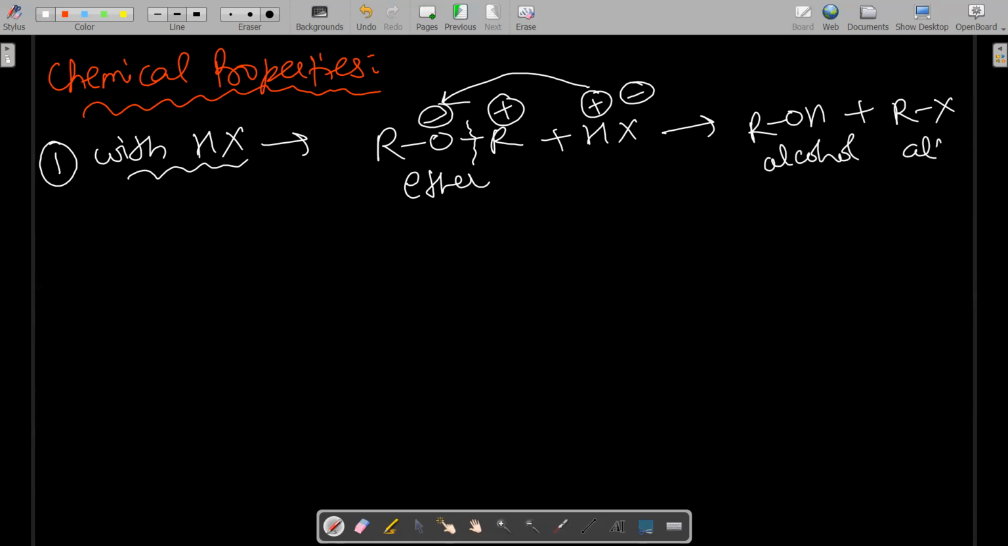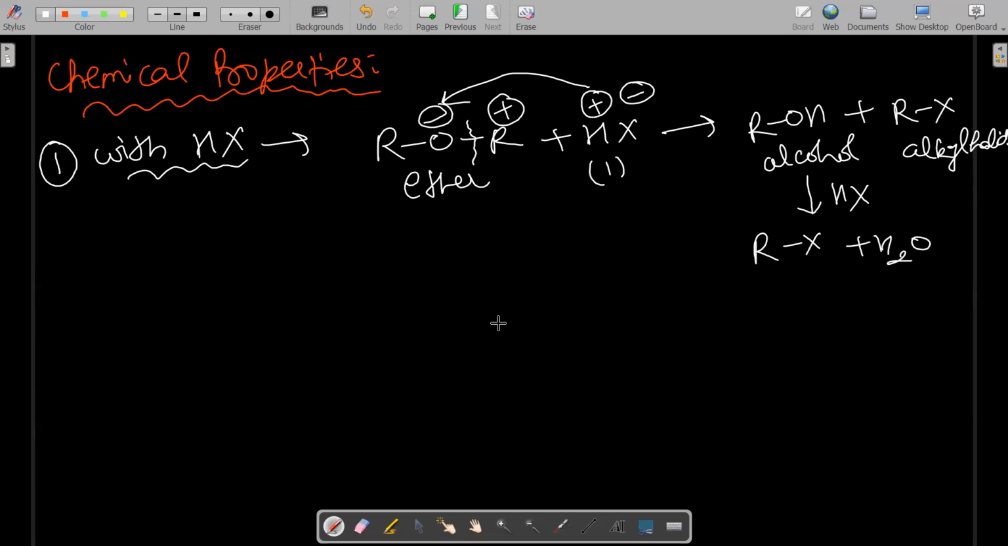This means when ether reacts with hydrogen halide, it forms alcohol and alkyl halide. When an excess of HX is added, that is, if we take 1 mole of HX, we get two products, alcohol and halide. But when we take 2 moles of HX, meaning excess HX is added, then this alcohol further reacts with HX to form RX by loss of a water molecule.